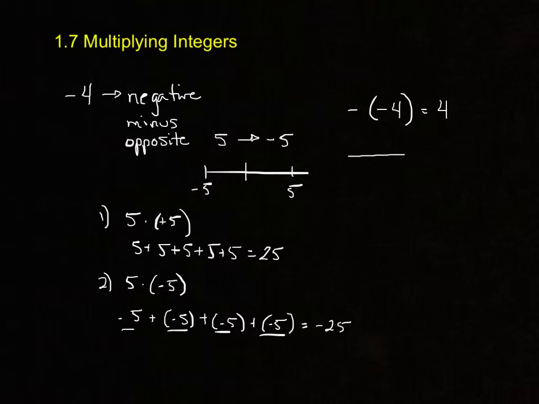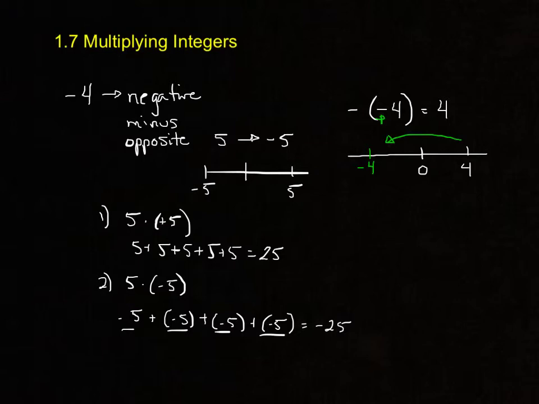So if I were to think about this on a number line, here's my 0. I'm at 4. So the first opposite tells me to go back, or I should say, to negative 4.